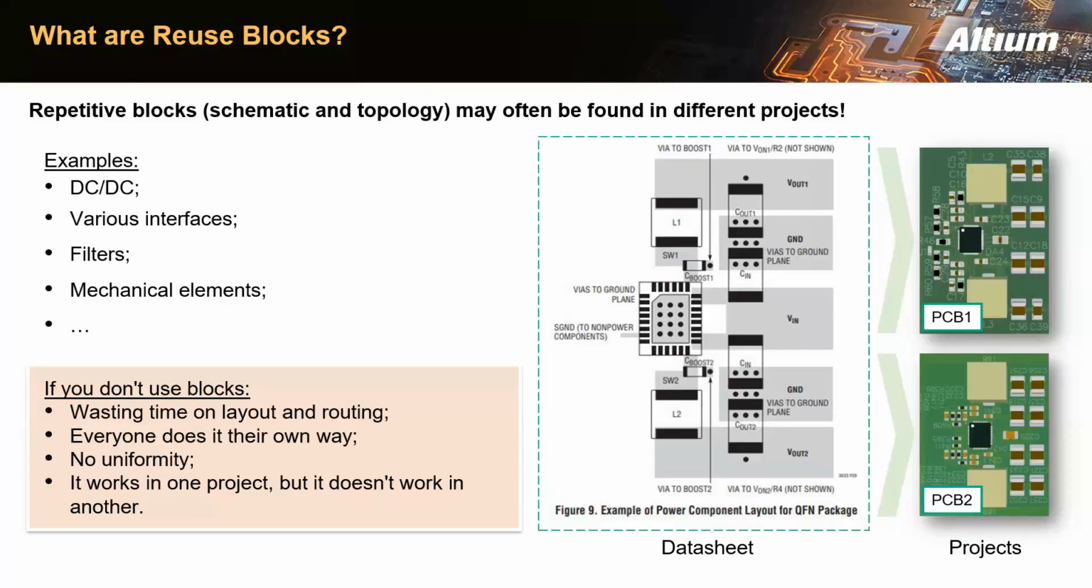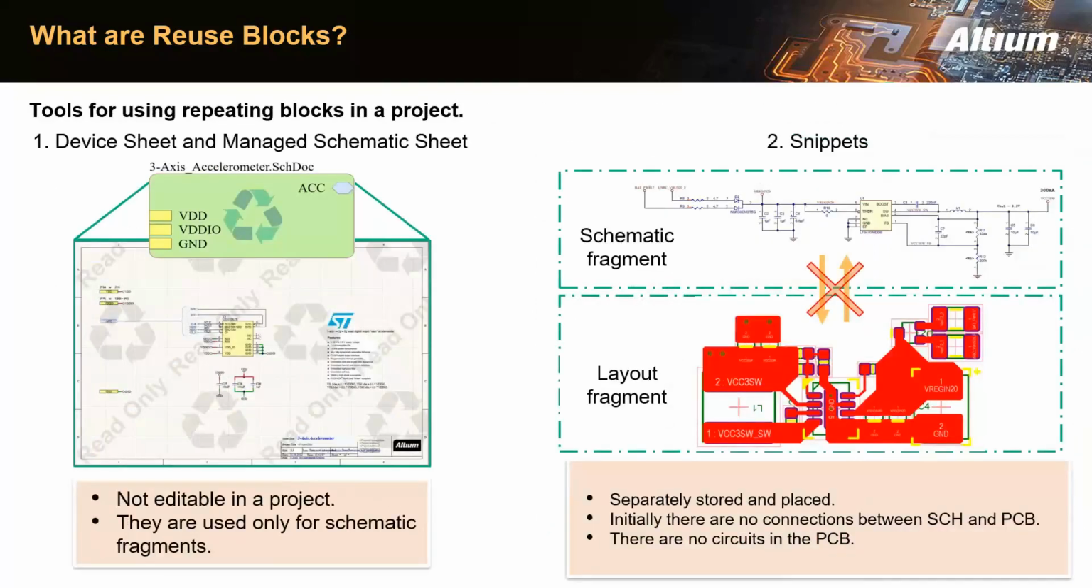If you are not reusing the circuitry, then you are wasting time on the layout and routing, doing work that has already been done before. The design will also be uniform when you reuse the circuitry. Altium allows you to automate and reuse as much as possible.